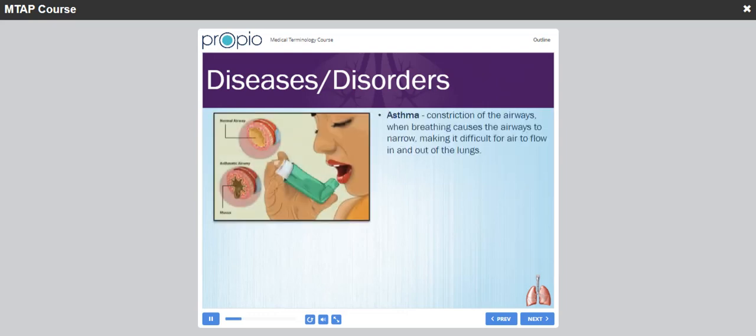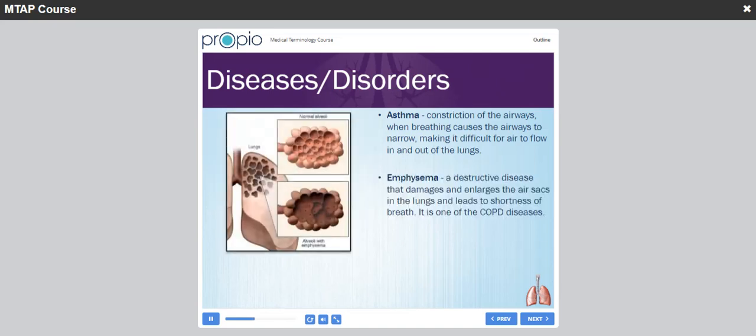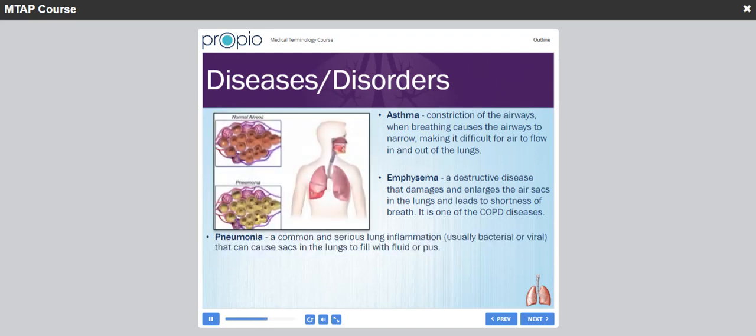Emphysema. It's a destructive disease that damages and enlarges the air sacs in the lungs and leads to shortness of breath. It's one of the COPD diseases. Pneumonia. It's a common and serious lung inflammation, usually bacterial or viral, that can cause sacs in the lungs to fill with fluid or pus. COPD stands for chronic obstructive pulmonary disease. It's a group of disorders that prevent proper airflow in and out of the lungs and that can interfere with the gas exchange.